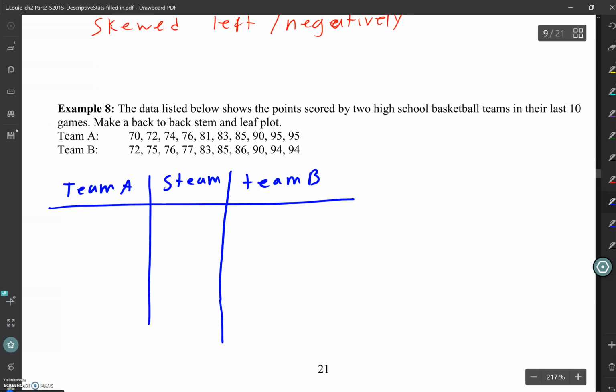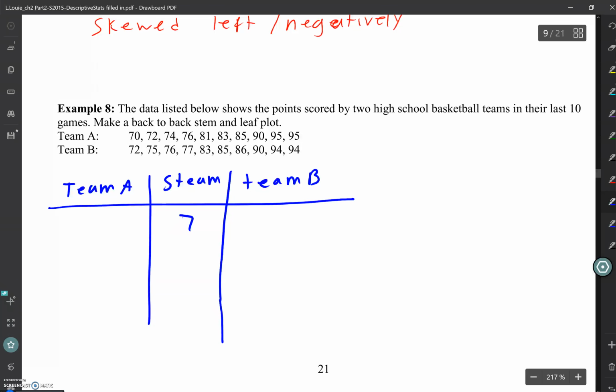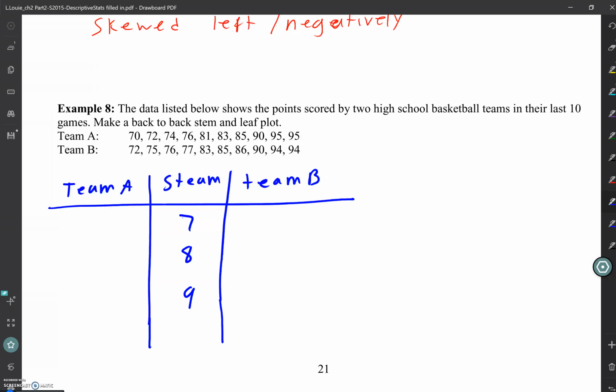So these numbers range from 70 to 90. So what do we need for our stem numbers? 7, 8, and a 9. And for team A, we're going to write the numbers in the opposite direction. So you're going to put the smallest one closest to the stem and then move out with the larger numbers. And then team B will look like the one above where we continue out the way we did before.